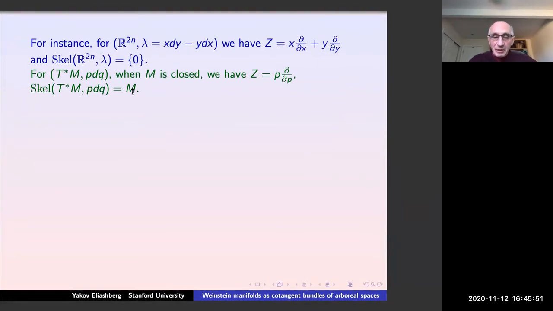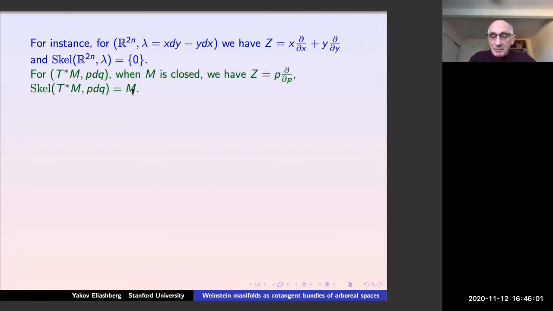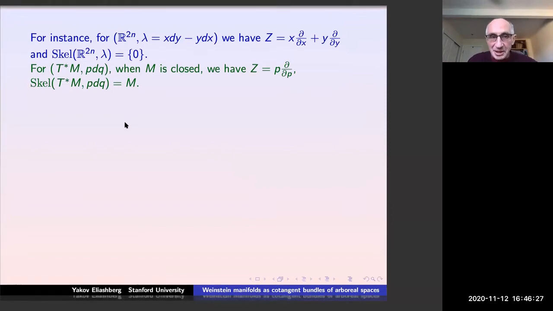And in fact, our interest is really near the skeleton, since all the information about our Weinstein manifold is contained in an arbitrarily small neighborhood of the skeleton. So when I speak in the future about a Weinstein manifold, what I really will be speaking about is the germ of this Weinstein manifold along its skeleton. How big this neighborhood is, I don't care. Of course, there are problems for which it is important, but not for the type of question I discuss.